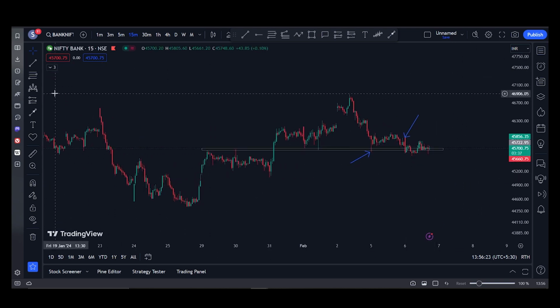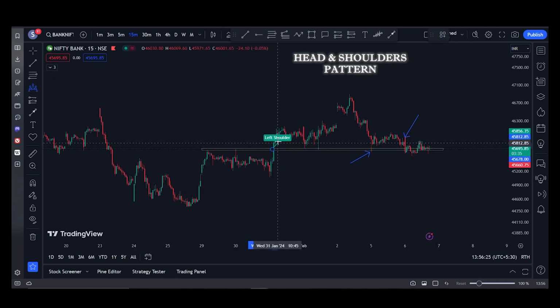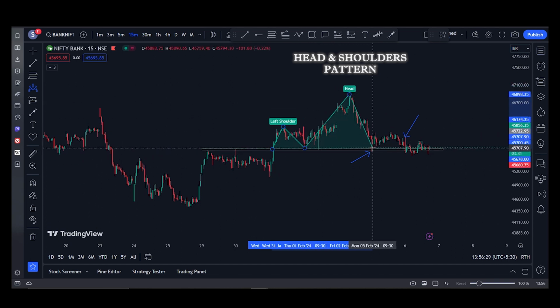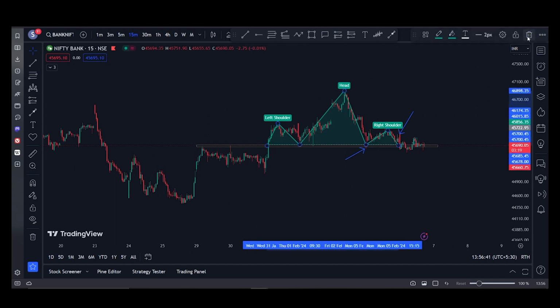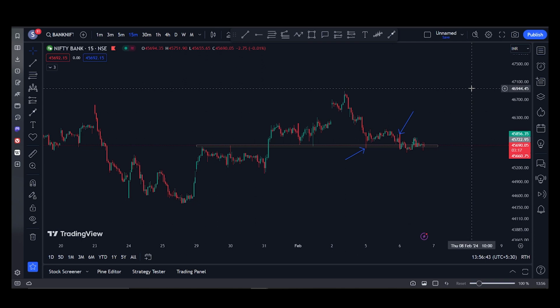And that is the head and shoulders pattern. This is the left shoulder, this is the head, and this is the right shoulder. After this pattern, we can see that clearly the asset gave a bearish breakdown and we could have entered on any bearish setup. But what was the reason that stopped me?